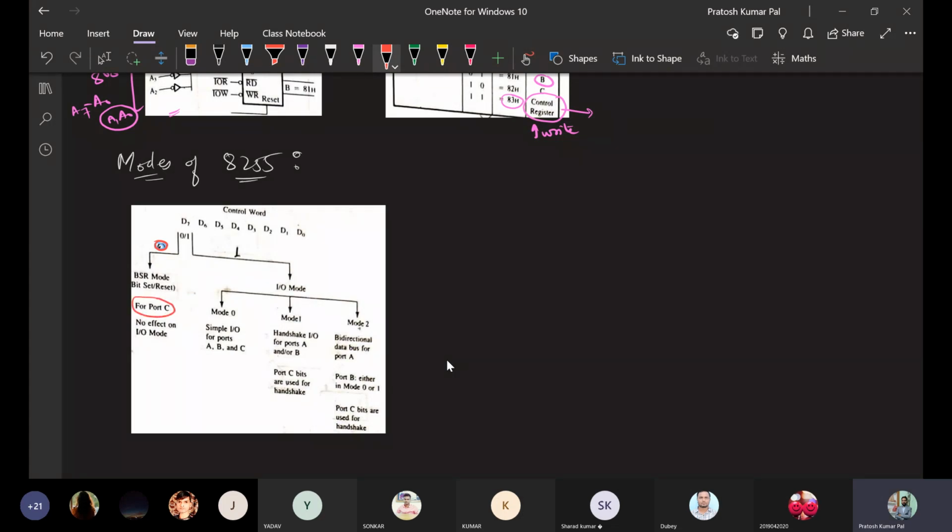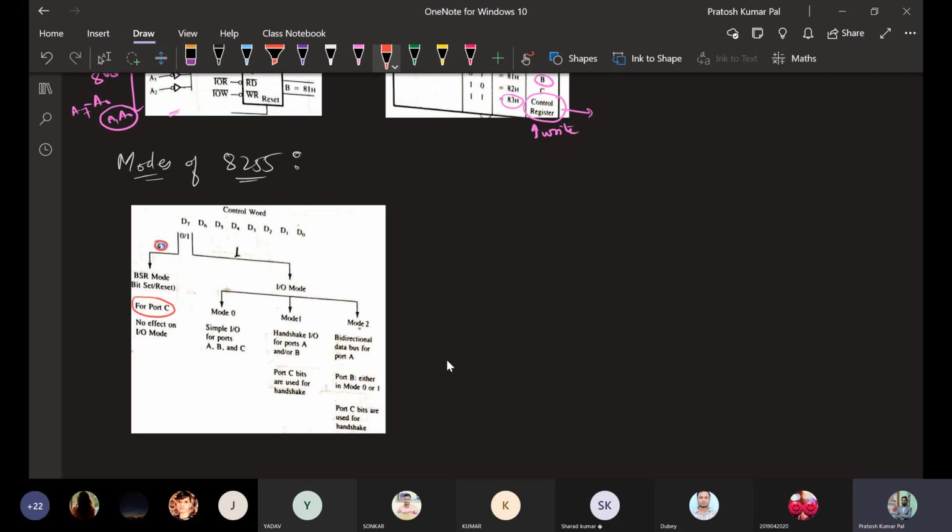That means if the 8255 is going to work in BSR mode, it will only be performing the operation of setting the bits of port C. Port C has 8 lines, and which particular lines should be set or reset will be decided by this BSR mode. If port B and port A are working in input mode or output mode, they will keep on working in that particular mode.